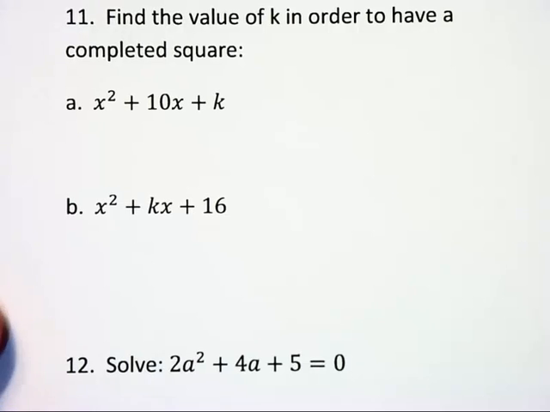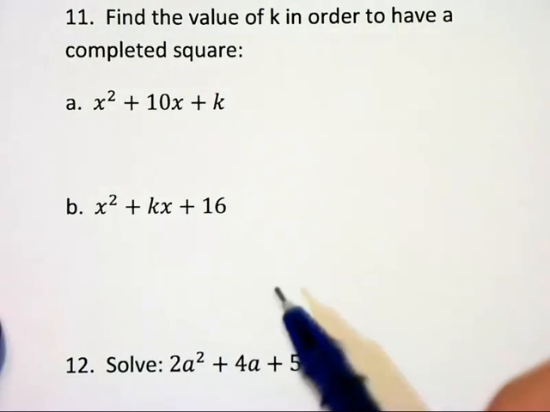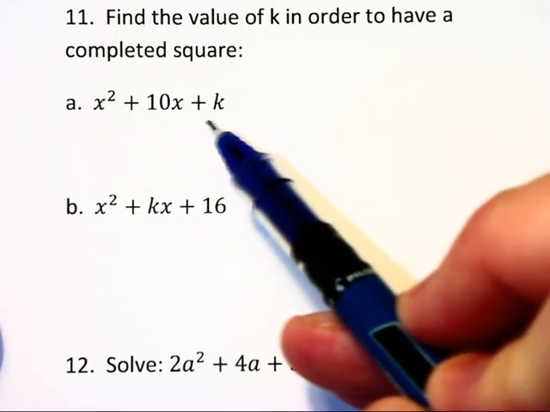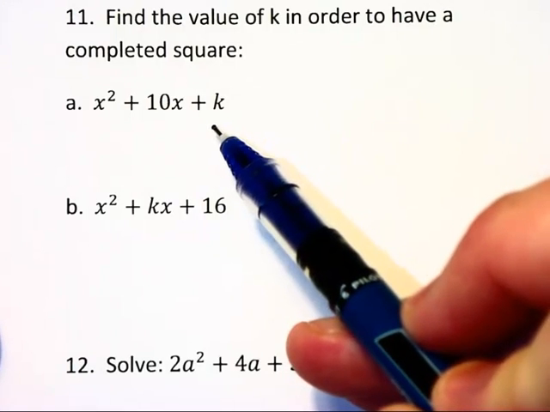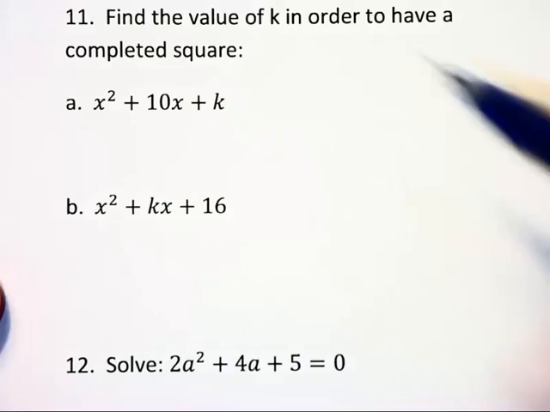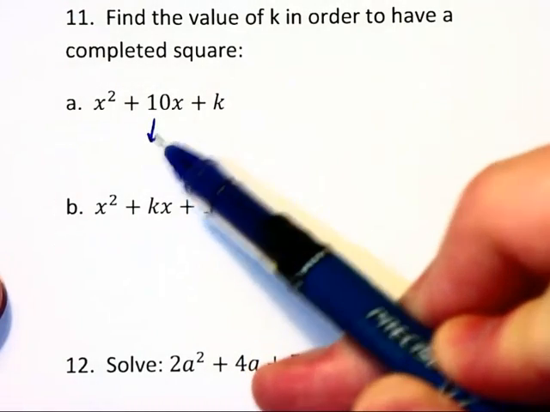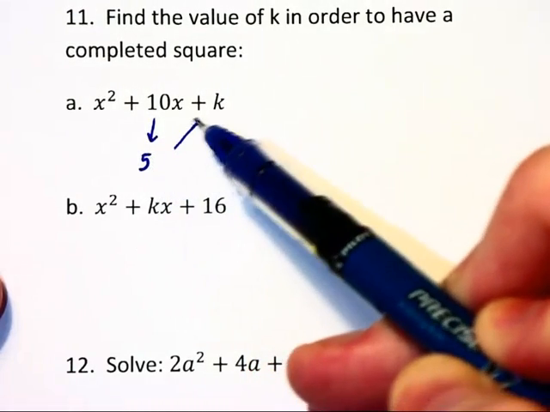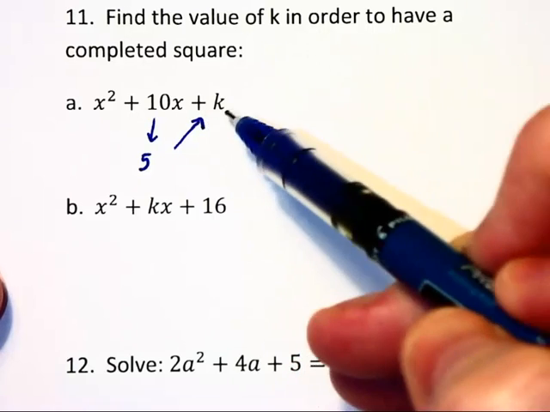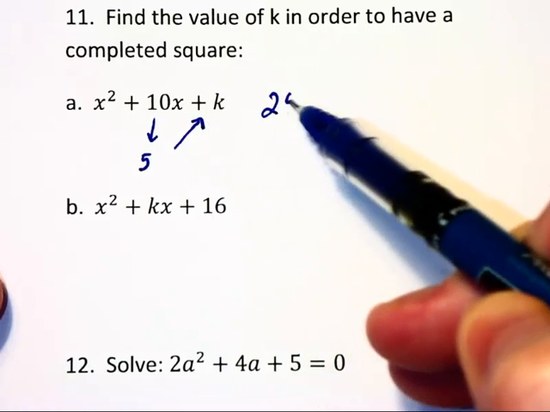Let's take a little break from completing the square and just talk a little bit about these different values of k. Sometimes you have problems that ask you, what would the value of k be here to have a completed square? And these are actually kind of an easy problem. We would take our 10, cut it in half to 5, and know that if we squared it, that value of k would have to equal 25.